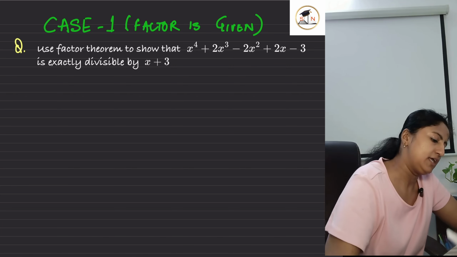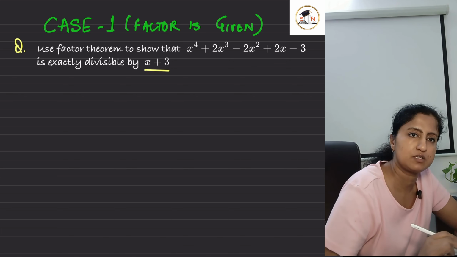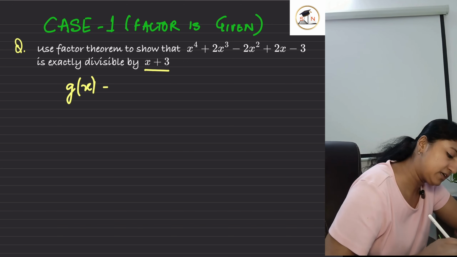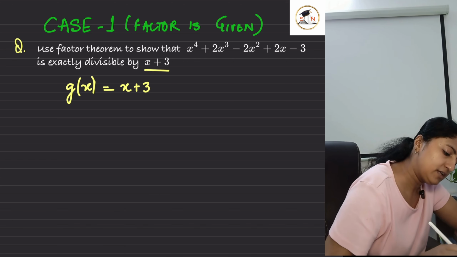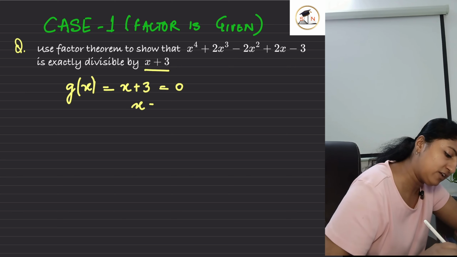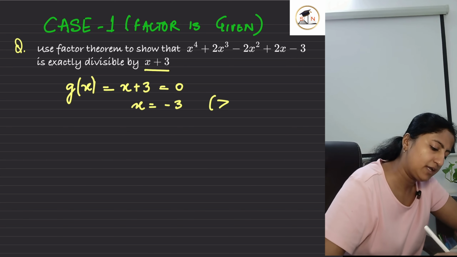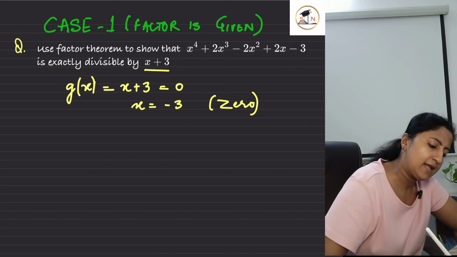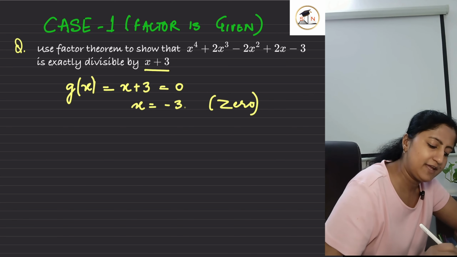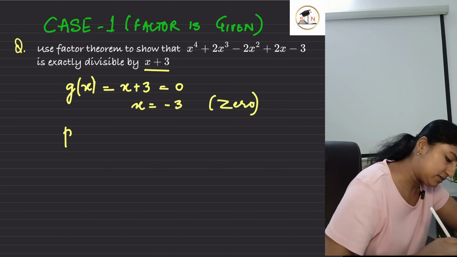But how do we do it? We are going to start with the second polynomial over here, which is x plus 3. So I will name this as g(x) equals x plus 3. Now, I'll equate this with 0. That means I am getting the value of x as negative 3, right? This is nothing but my 0. And I need to check if this value of x is going to satisfy the given polynomial or not. So let's start.